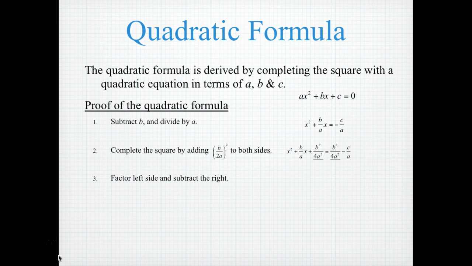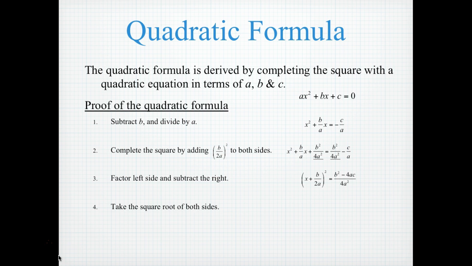Now we need to factor the left side of the equation and simplify the right. Factoring the left side will give us the quantity of x plus b over 2a squared. Finding a common denominator and simplifying the right side of the equation will give us b squared minus 4ac all over 4a squared. This is the point in the proof that the formula begins to take shape.